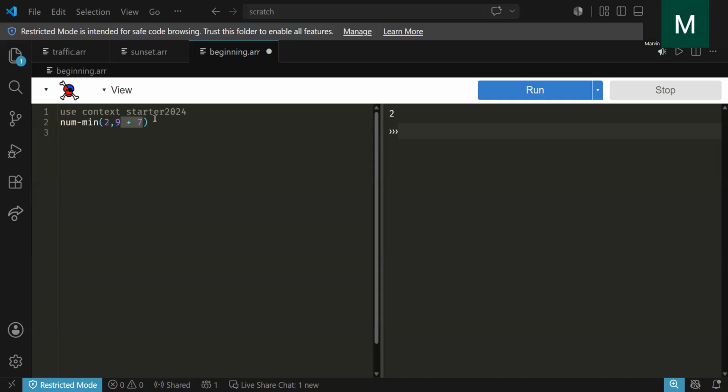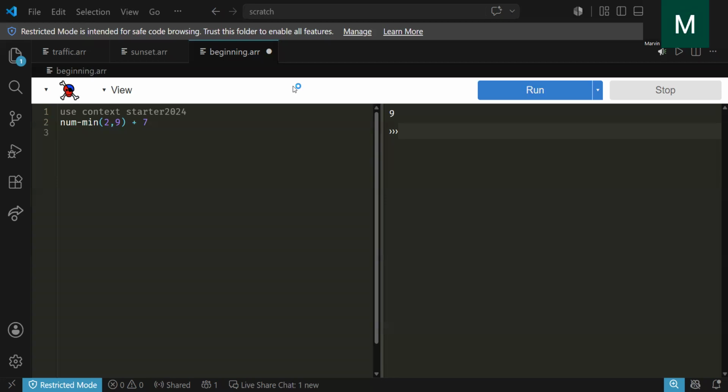Now, can we move the plus 7 outside? Let's move the plus 7 to the right of the parentheses. So like this. Yes, perfect. Let's run it. Okay, so now it's 2 plus 7. Yes. Okay, so again, with the idea of order of operations, right? There are two operations. We are getting the minimum and we're adding. When the plus 7 was inside the parentheses, the addition happens first. But when the plus 7's outside, the minimum happens first and then the addition, right?